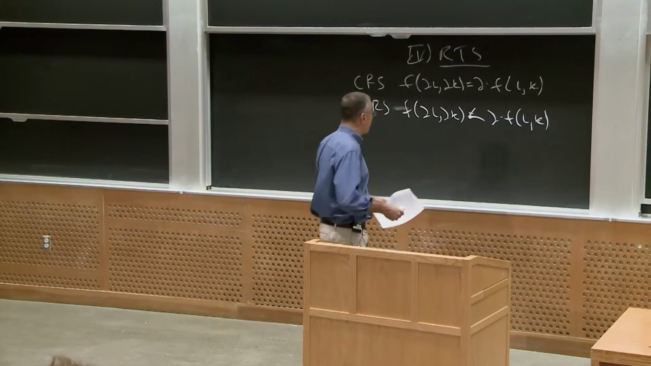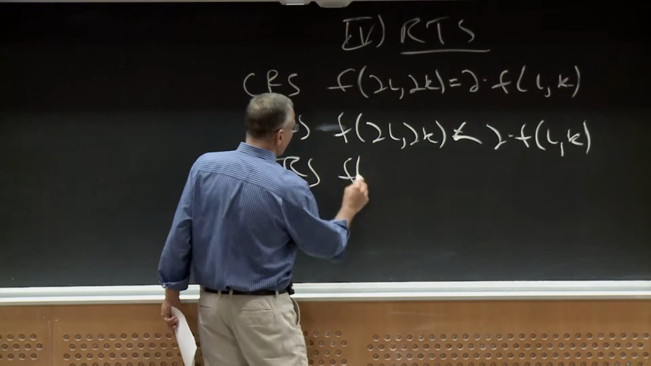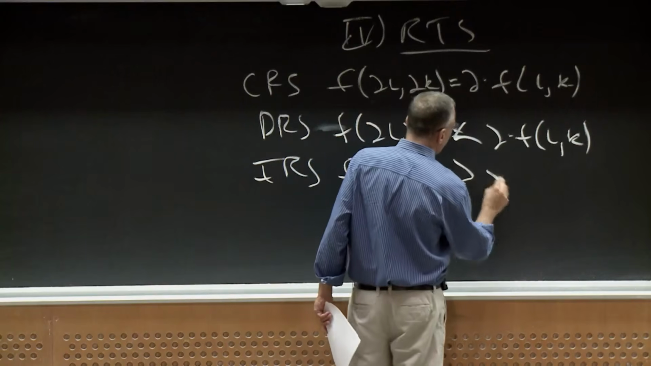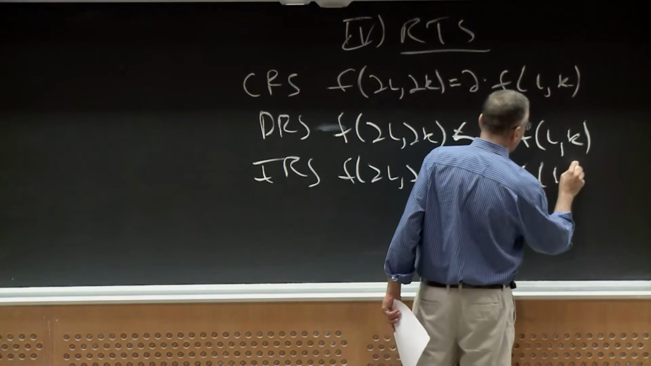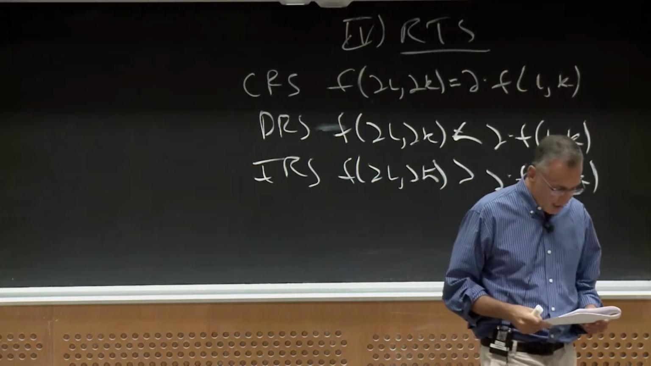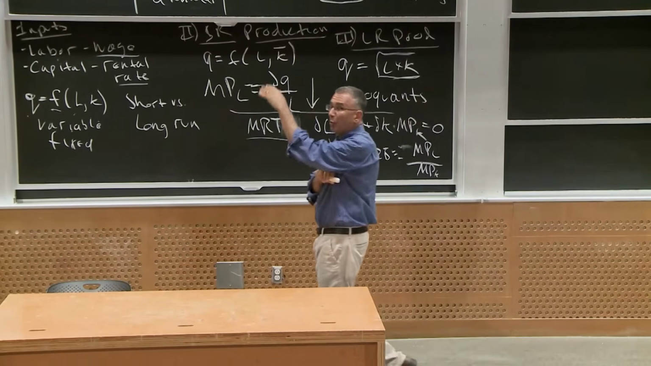Of course, we can also consider cases of increasing returns to scale, where f of 2L, 2K is greater than 2 times f of L and K. That might arise through something like the fact that when the firm gets bigger, it can specialize more. So as the firm gets bigger and bigger, it can get better and better at what it does, and production can become more and more efficient.